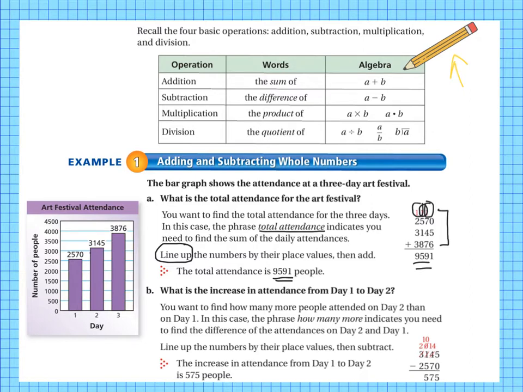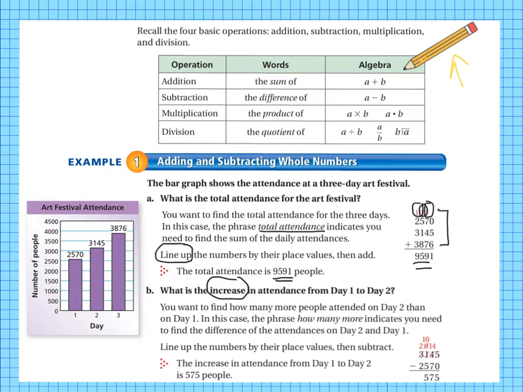Let's look at letter B. What is the increase in attendance from day 1 to day 2? So if you see the word increase, you might think, oh, we're looking for a change, or we're looking for the difference. So you want to find how many more people attended on day 2 than on day 1. In this case, the phrase how many more indicates you need to find the difference of the attendances on day 2 and day 1. So you are going to subtract.